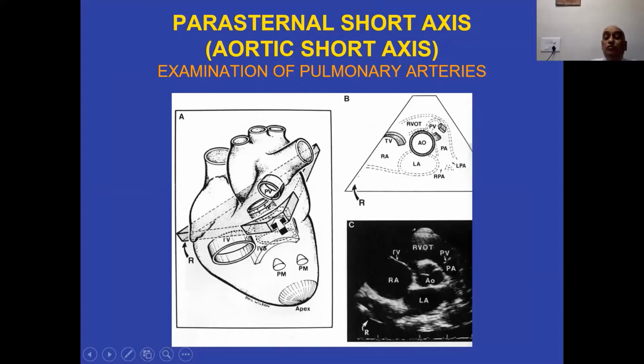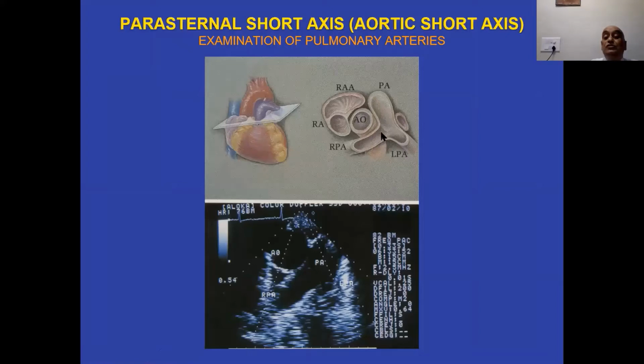From this angulation, you can make it again a little bit higher, and you see the bifurcation of the pulmonary arteries. You can miss the pulmonic valve and the aortic valve. You just see the aorta, the right pulmonary artery, and the left pulmonary artery. You might be able to see the right atrial appendage. Here you can see the echocardiographic picture showing the right pulmonary artery, left pulmonary artery, pulmonary artery, and the aorta, but not the valves.